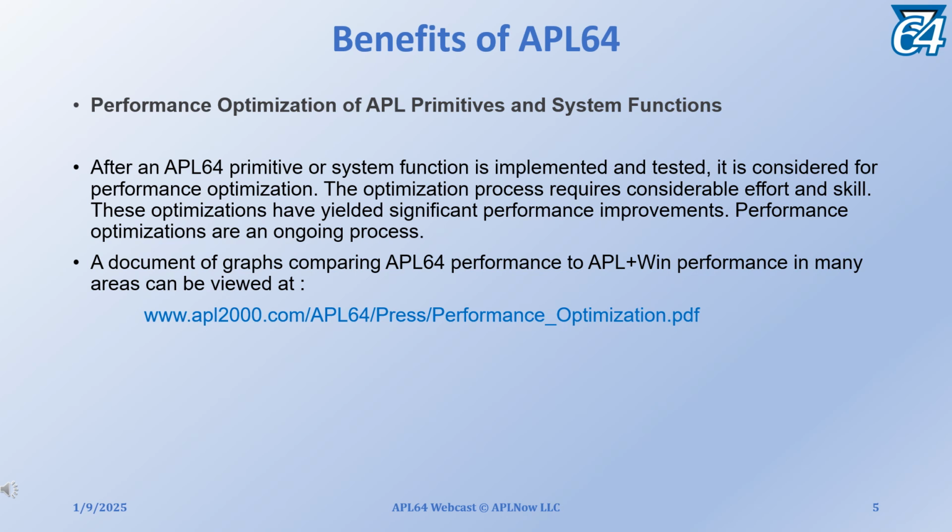After an APL64 project primitive or system function is implemented and tested, it is considered for performance optimization. These optimizations have yielded significant performance improvements. Performance optimizations are an ongoing process. A document of graphs comparing APL64 performance to APL+Win performance in many areas can be found at the URL displayed on the screen.